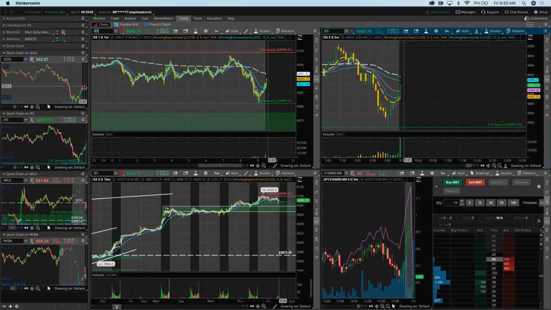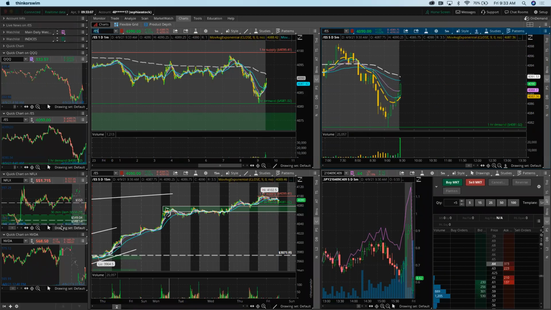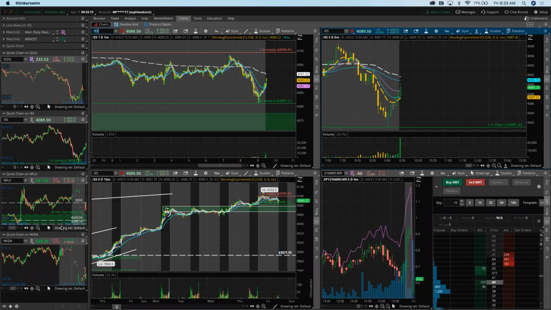QQQ is having a little pullback. Netflix is at 551. NVIDIA is 568. Man, Facebook will open up in rage. Yeah, Facebook will open up in rage.